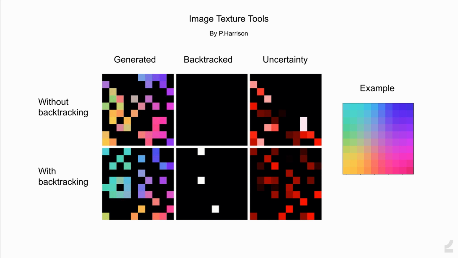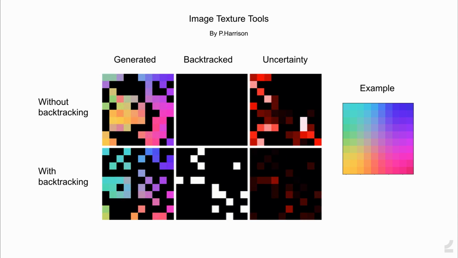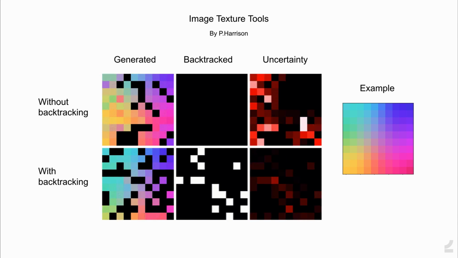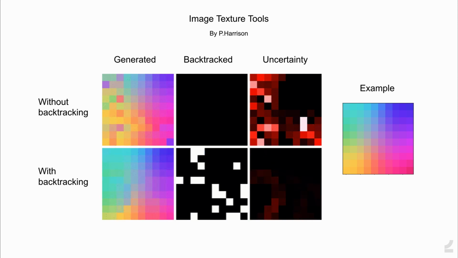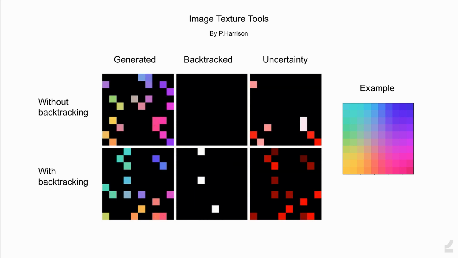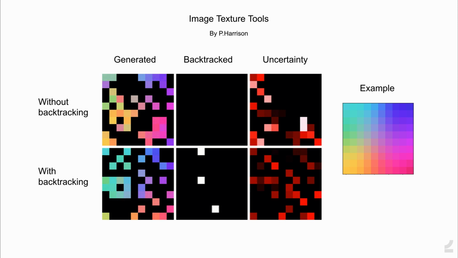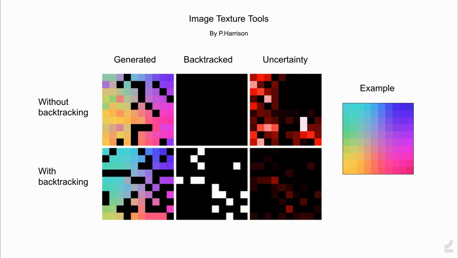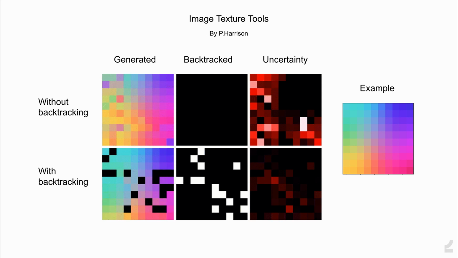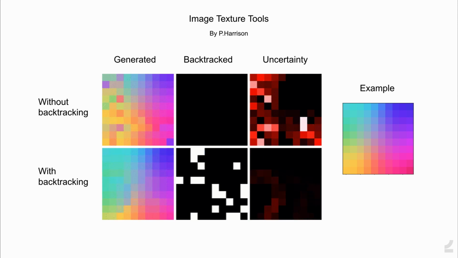So here's a comparison of generating the gradient image on the right with and without backtracking. And as you can see, without backtracking, we have to stick with our initial choices, no matter how bad they are, and our uncertainty, which is basically the error of the chosen pixels, stays unchanged, as opposed to the backtracking version, where we're able to reduce the error by choosing again based on the new information around us. So this is an example of a generated image.